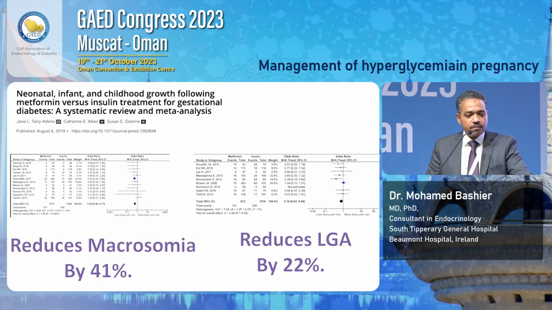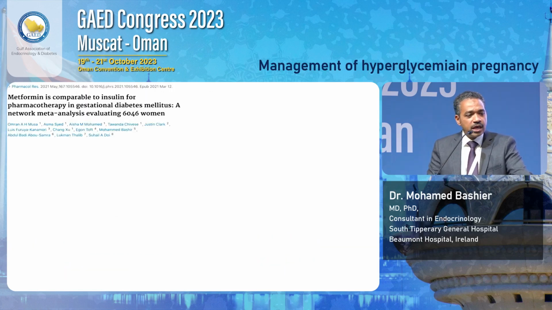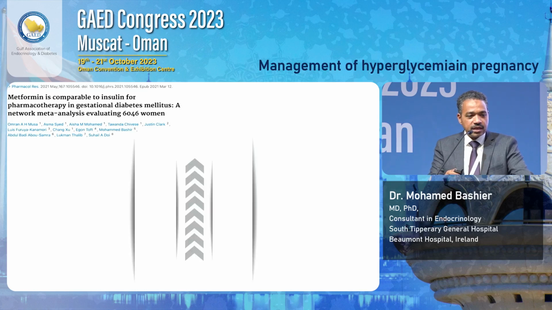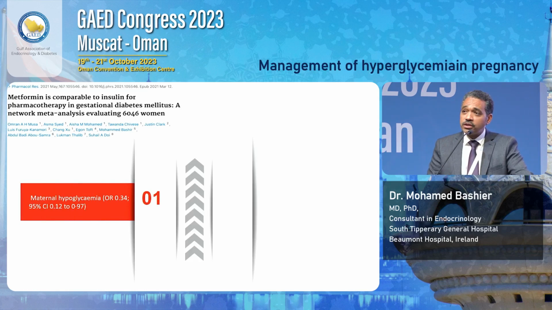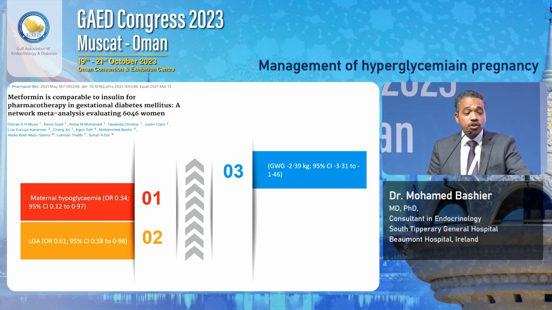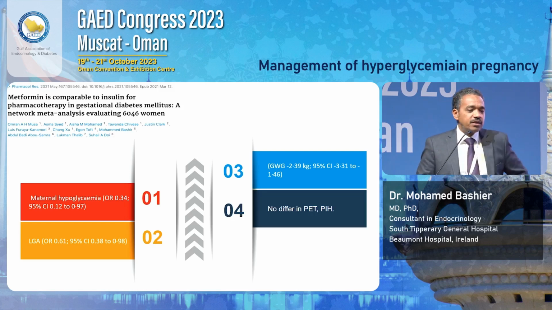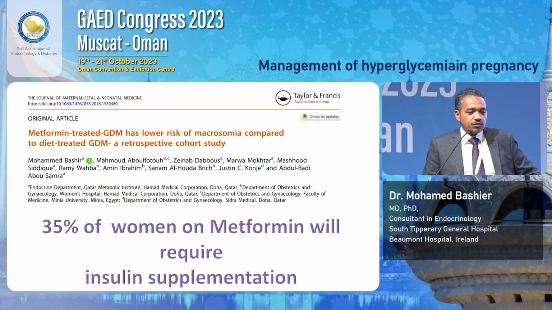It has a lower risk of macrosomia, large for gestational age. And a most recent meta-analysis that we collaborated on with Qatar University basically showed it has maternal benefits as well. So less maternal hypoglycemia, less gestational weight gain, less large for gestational age. It doesn't seem to have any effect on PET or PIH or hypertensive disorders.